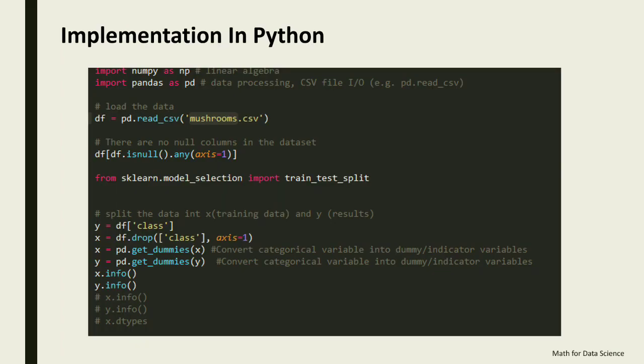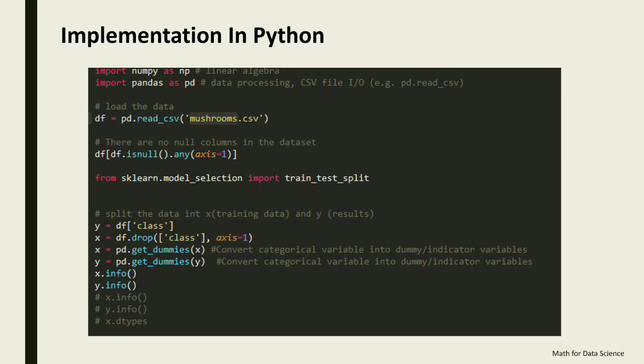Now let's check how we implement it in Python. As every time, we import NumPy and Pandas as np and pd, which are used for linear algebra and data processing. We have a data set, mushroom.csv. Please see the data set on GitHub. I have uploaded the full code and my data set. Once we convert this mushroom.csv into a data frame using pd.read_csv, we check if there are any null values.